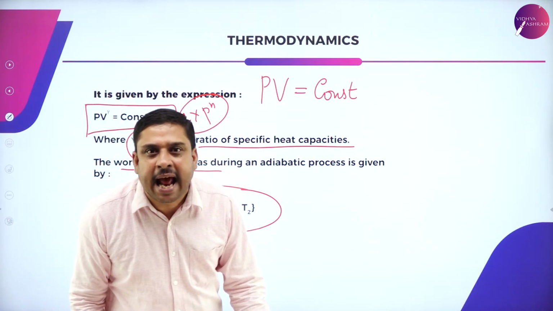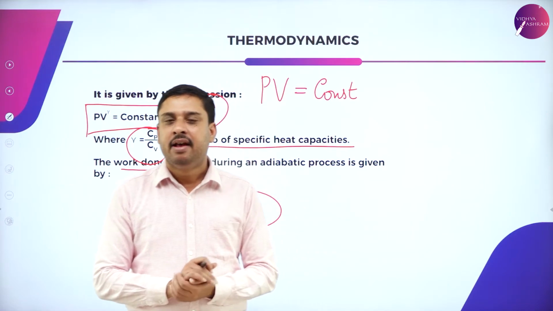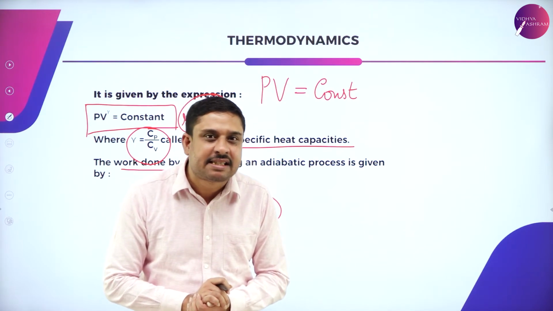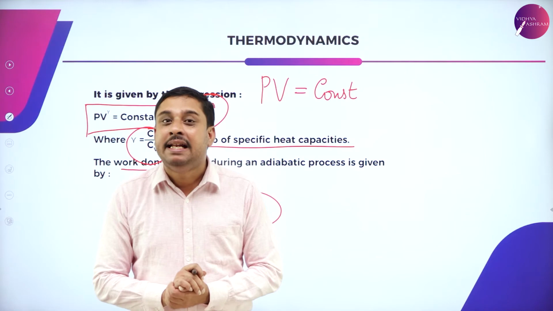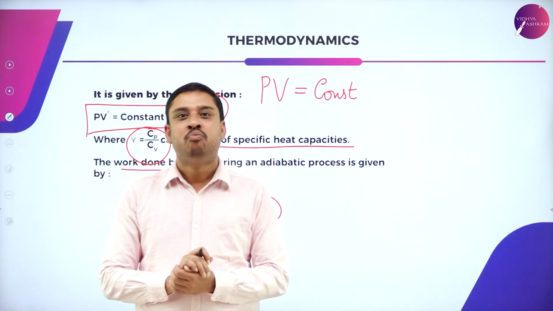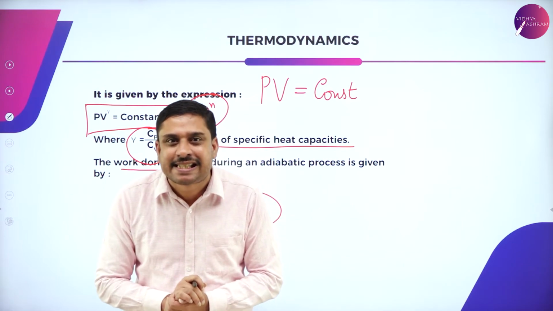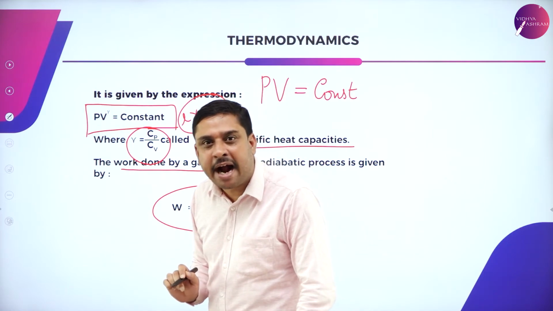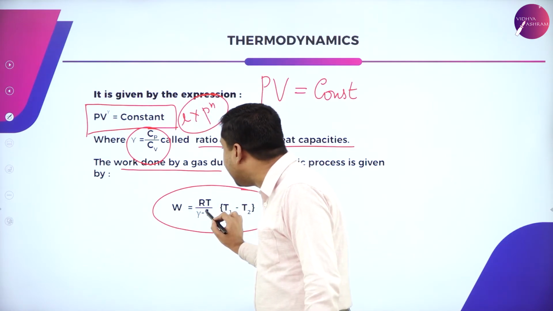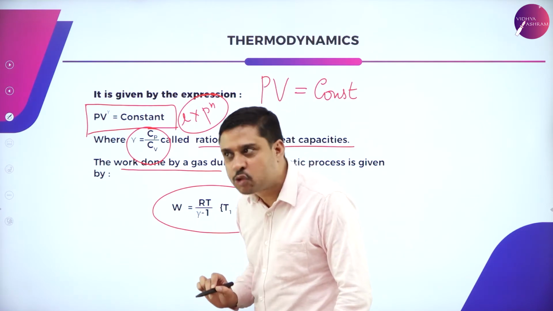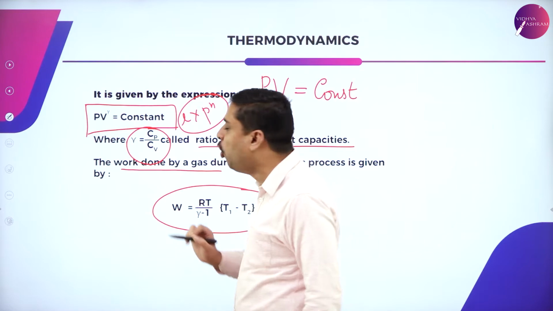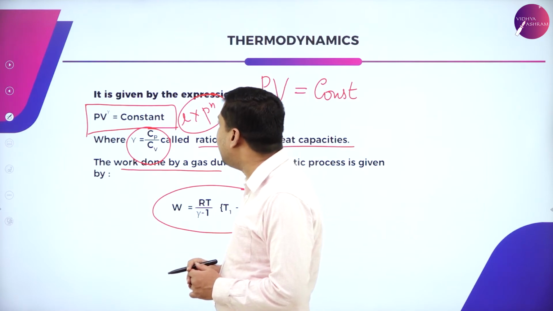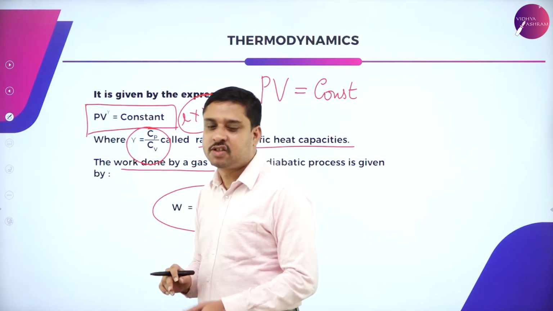So what was an adiabatic process? It is a process where heat neither enters the system nor leaves the system, but the temperature of the system can change. Work done during the adiabatic process is RT divided by gamma minus 1, T1 minus T2, and the adiabatic process is defined by PV to the power gamma, which is constant.